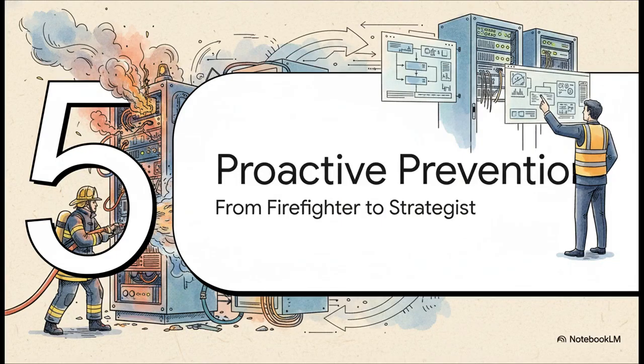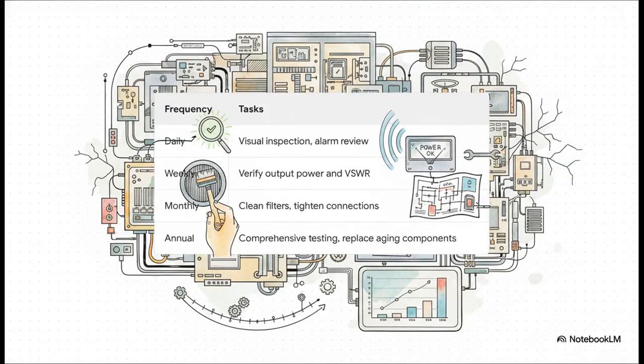Of course, the absolute best way to troubleshoot a failure is to prevent it from ever happening in the first place. And that's where we shift our mindset from being a firefighter to being a strategist. This is why a preventative maintenance schedule is your best friend. Simple daily checks, weekly measurements, monthly cleanings, and these big annual deep dives, they can catch tiny issues before they become catastrophic off-air failures. This isn't just about cleaning filters. It's about building a history of data that can actually predict problems down the road.